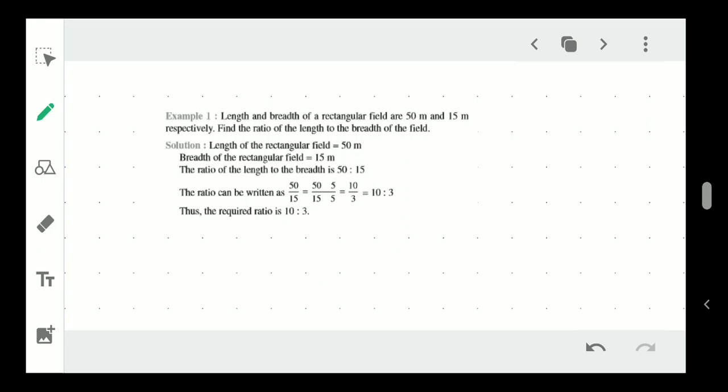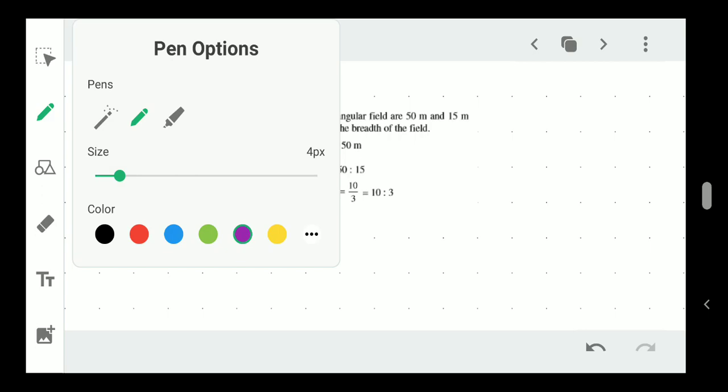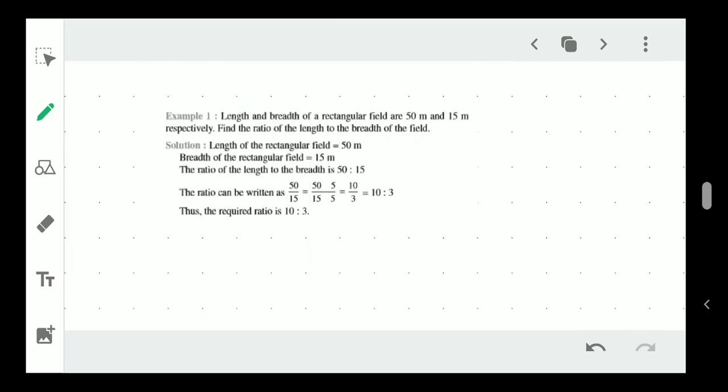Now let us see some maths regarding ratio. Okay, so here we have one kind of math. The math is: the length and breadth of a rectangular field are 50 meter and 15 meter respectively. Find the ratio of the length to the breadth. So you can see that after "is to" the breadth is there. So that's why it is 50 is to 15. So 50 is to 15 means 50 by 15.